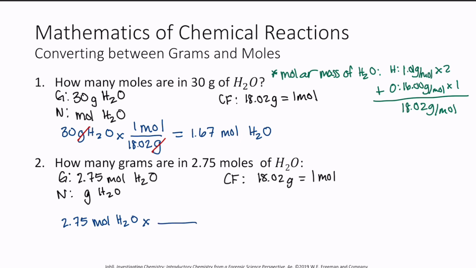So here I have to have moles on the bottom. So I'm going to write my conversion factor as 18.02 grams per mole. My moles cancel out. I'm left with units of grams, which is good because that's what I need. And I can plug this into my calculator. And now I'm going to multiply 2.75 by 18.02. And when I do that, I get 49.5 grams of water.